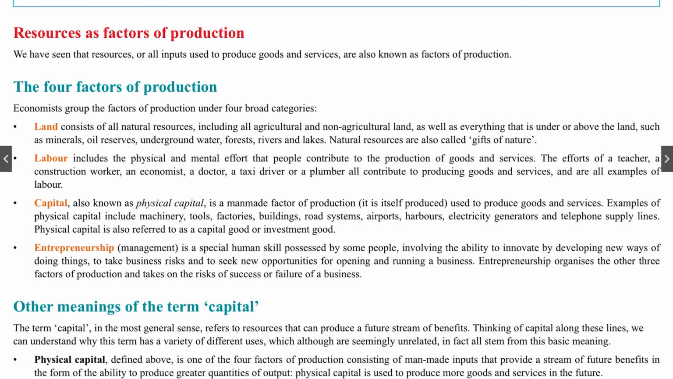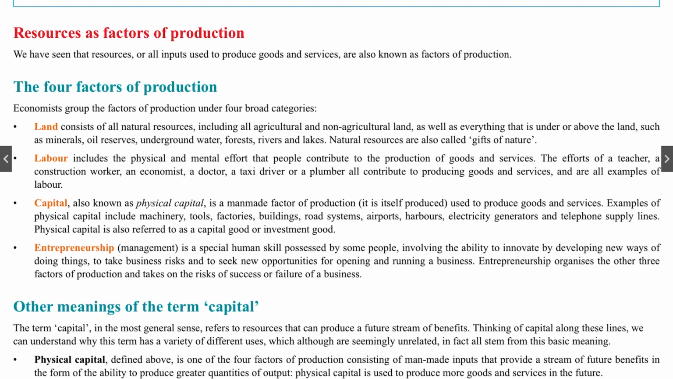Okay, so next, this book talks about resources as factors of production. So the 4 factors of production, which you need to drill into your head, because these are the most important parts of economics, especially in IB. The 4 are land, labor, capital, and entrepreneurship. Land consists of all natural resources, so oil, agriculture, water, forests, rivers, lakes, etc.